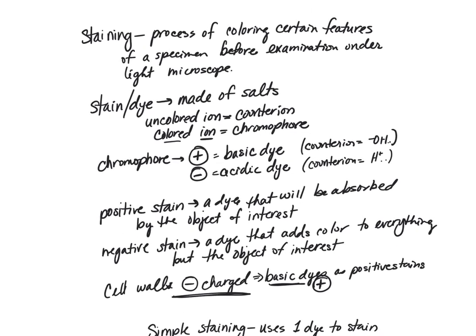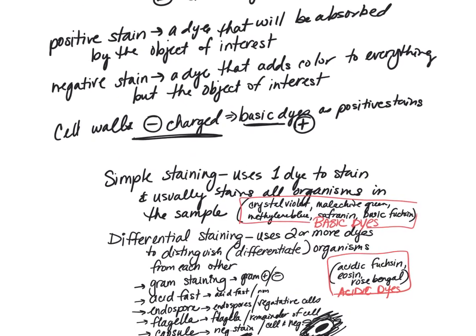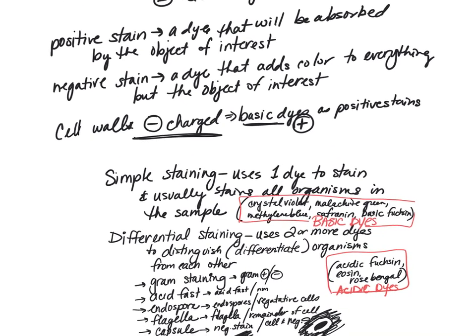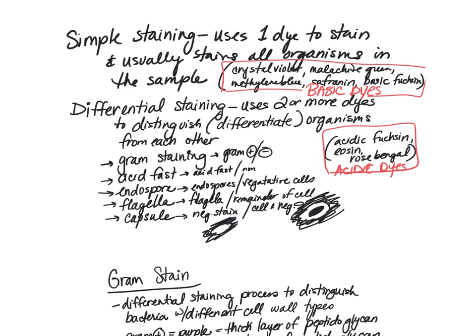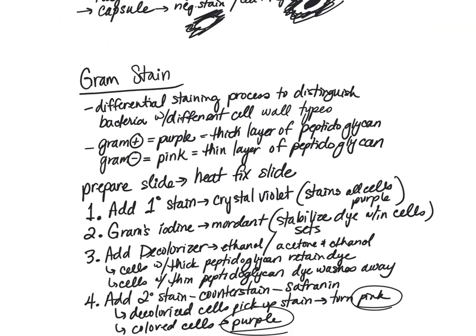You should know the different types, what staining is, what a stain or a dye is composed of, so the salts, the different ions, the counterion, the chromophore, the differences between a basic and acidic dye, the difference between the positive stain, negative stain, why you would use different things like that. Understand the difference between a simple stain and a differential stain. You should know examples of basic dyes and acidic dyes.